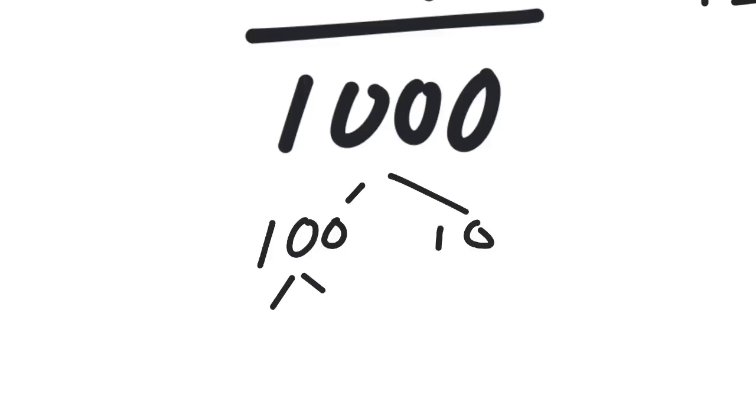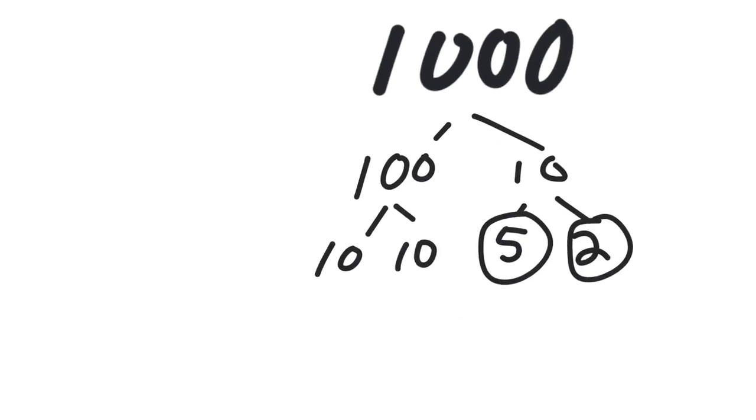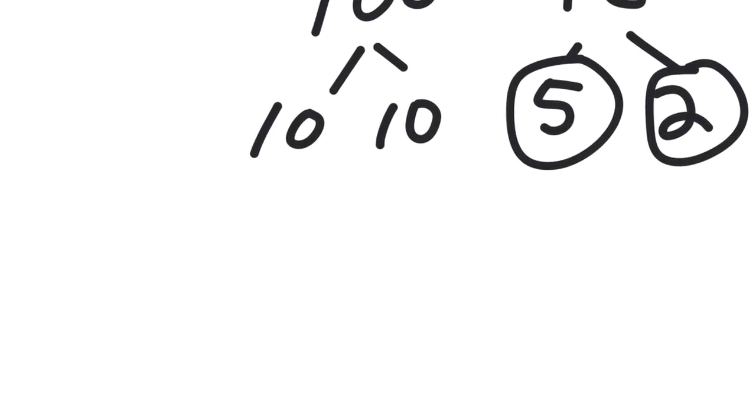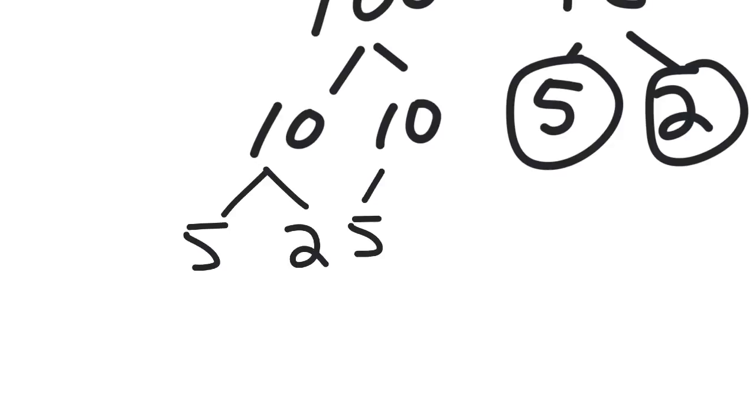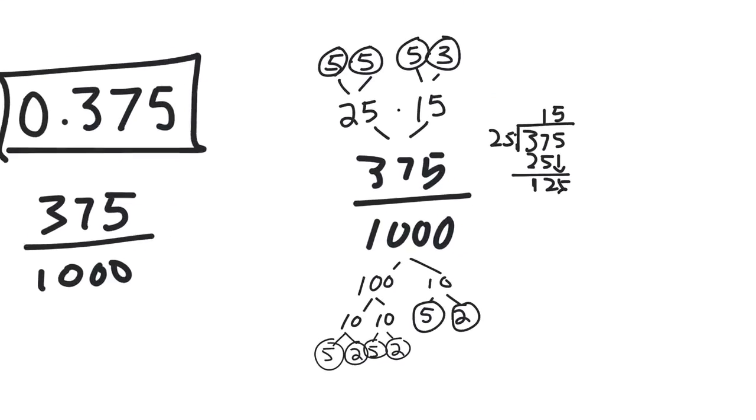Okay, so I have 100, which I know I can also break down to 10 times 10, right? And this 10, I can go ahead and say, well, 5 times 2 will get me there. 5 is prime, so I'm going to circle it. 2 is also prime because the only way I can get there is 2 and 1. Then my last set of 10s here, I have 5 times 2 and 5 times 2. Again, all prime numbers.